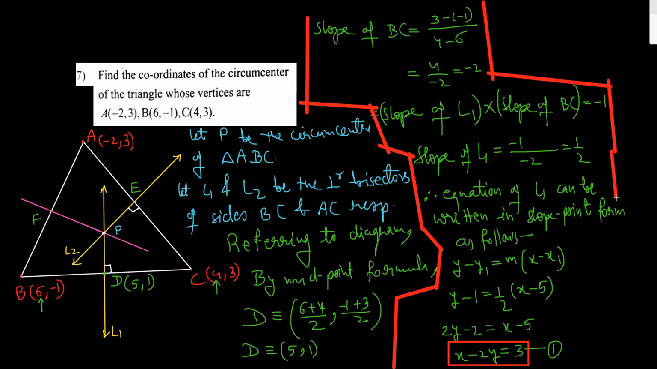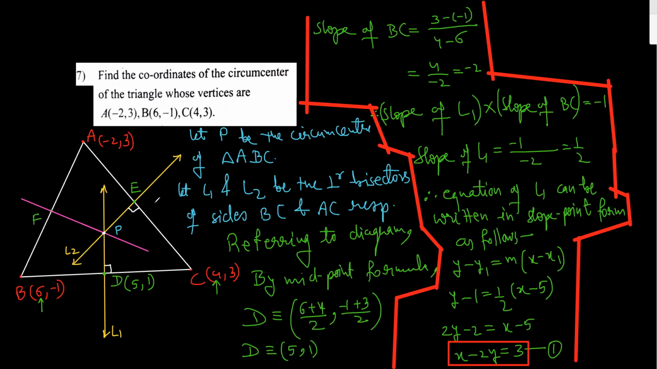What will be the first step? You will find one point on L2. What is that point on L2? That point is E. You will find the coordinates of point E. E is the midpoint of AC. As you found the coordinates of D, you will find out the coordinates of E.